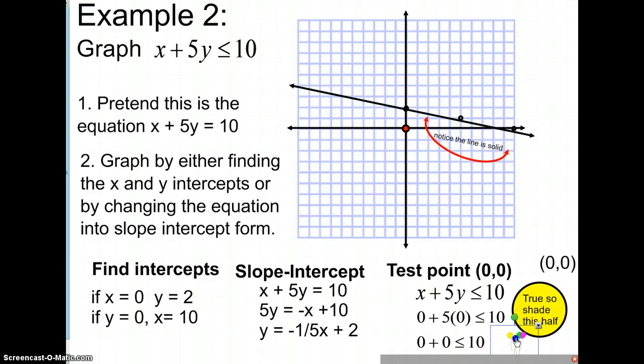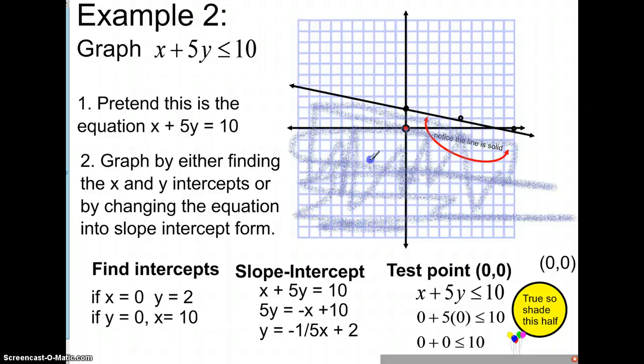Okay, so now it's my shading time. So since 0, 0 worked, I know that I'm going to shade on that side again. So I'm going to shade everything on that side. And it's harder to do it on here than on paper with your pencil.